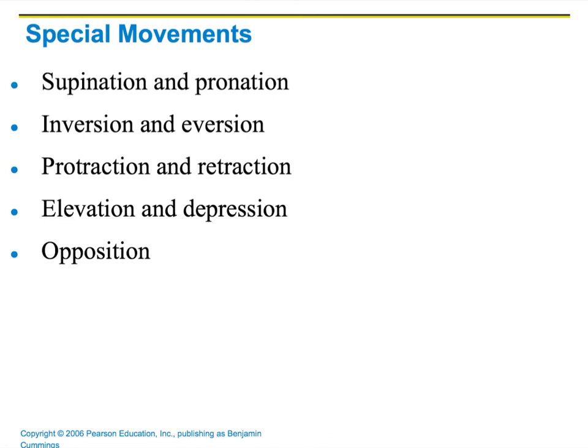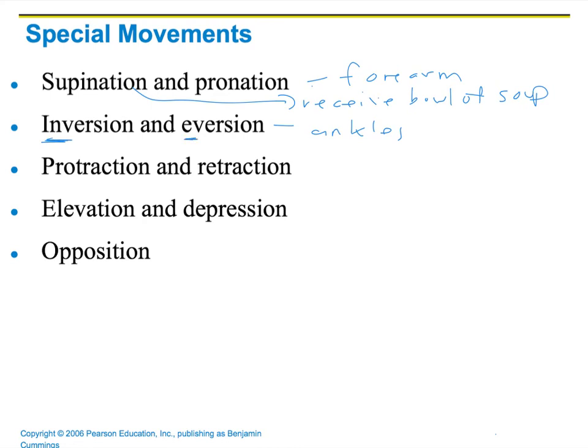Supination and pronation, these are movements in the forearm. Supination, if you were to turn your hand anteriorly or superiorly as if to receive a bowl of soup. Pronation is the opposite of that, as if you were to take the bowl of soup and turn it over and dump it on the ground, I guess because you did not like it. Inversion and eversion are turning at the ankles. Inversion is turning the ankles inward. Eversion is turning the ankles outward.